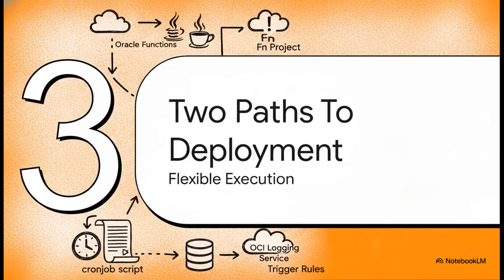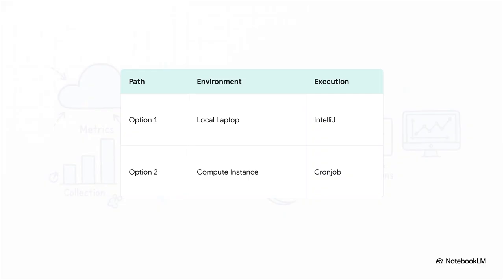Moving right along to Section 3, 2 paths to deployment. Now, what's really interesting about this slide is how it highlights the incredible flexibility of the OCI SDK and command line interface. You literally have so many deployment options. You could use the Fn project to push a Java app into Oracle Functions, or you could run a shell script via a cron job that streams logs into OCI's logging service. It's totally up to you.